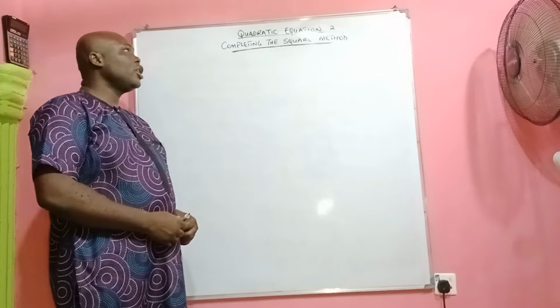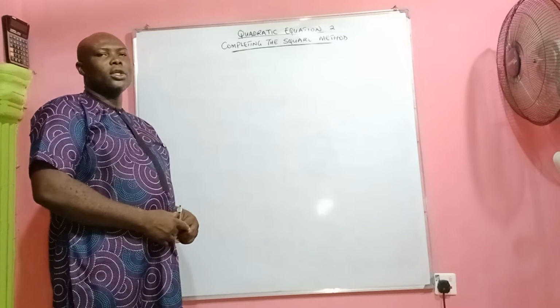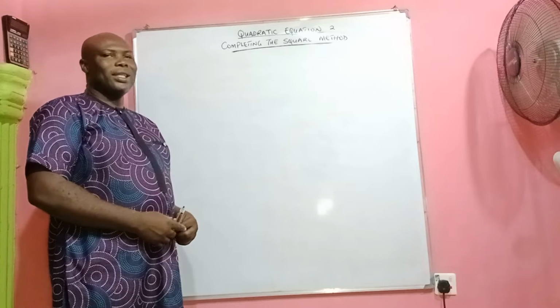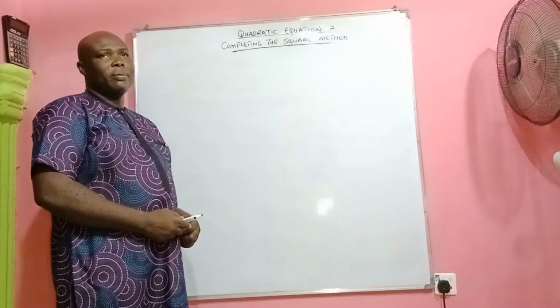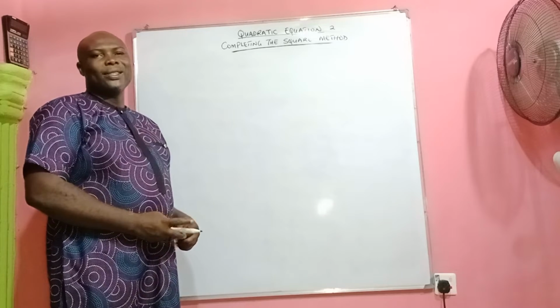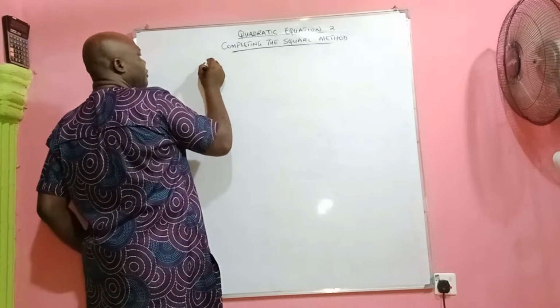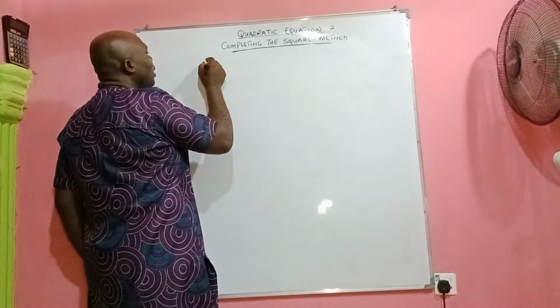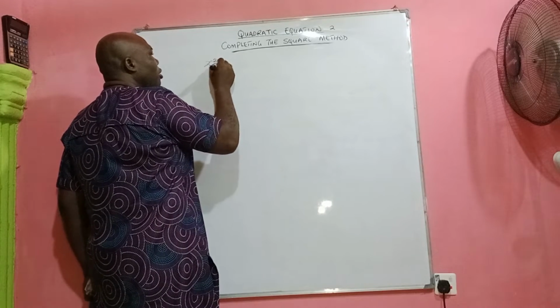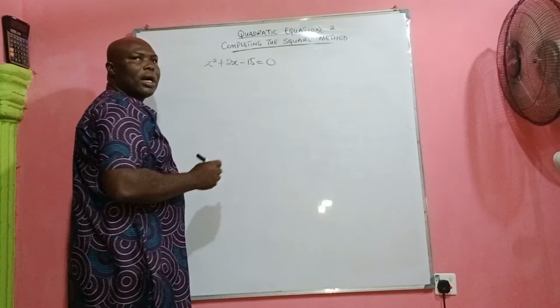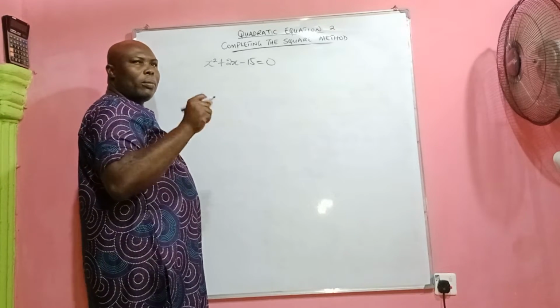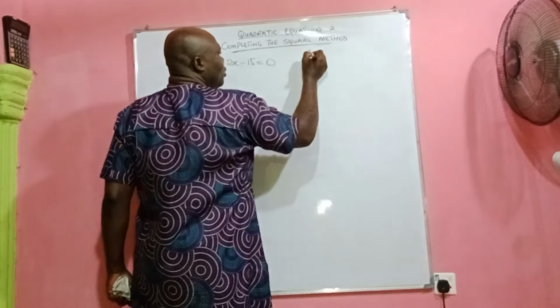So today we are taking the completing the square method, and we'll be using the two examples we used in factorization to see if all the methods give the same result. The very first one was x squared plus 2x minus 15 equals 0, and we had two results, I think 3 or minus 5. Those are the two results we have.